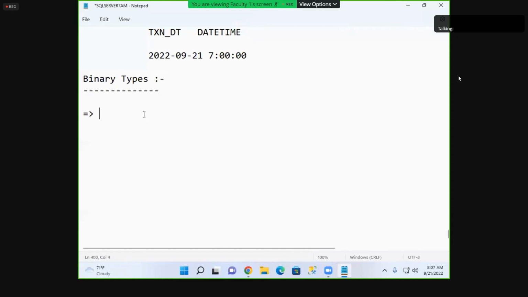Binary types. What does this binary type allow? Here it means zeros and ones, but we don't input data as zeros and ones. Any data you take will not be visible in zeros and ones format. So what does binary data allow?